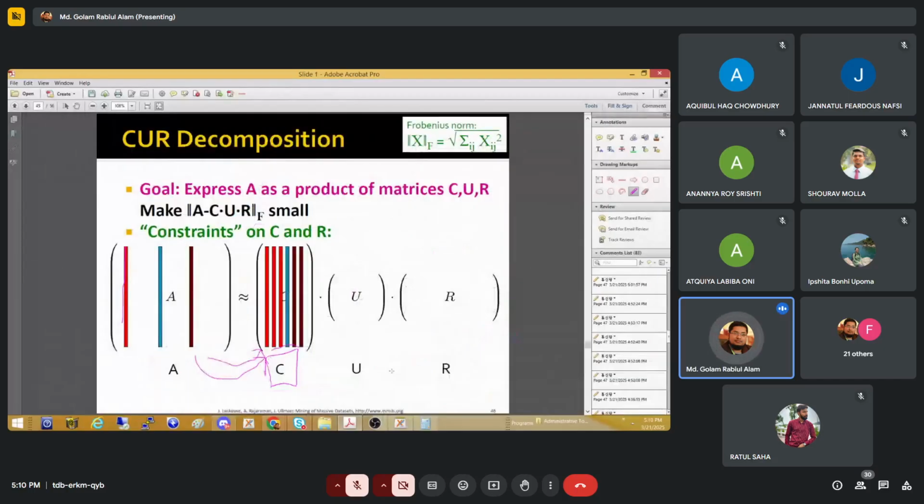Now we have to find out our R, that is our row matrix. The algorithm is the same. That means in a similar way we have to find the rows. In that case, instead of column distribution, we have to think about the row distribution. Like in this case, the column is n, but the row is m. So instead of n for the column, we have to now think about the rows.